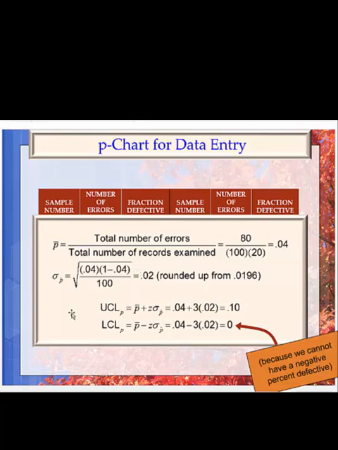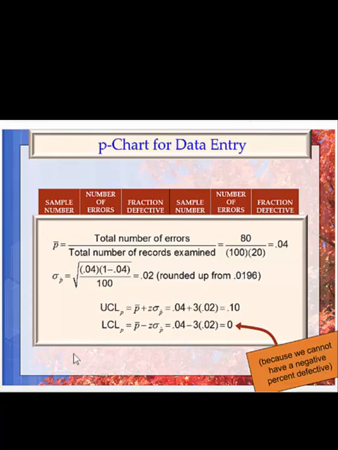We compute the standard deviation of P bar in this manner. We take the P bar times 1 minus P bar and we divide it by the sample size, and so the sample size is 100. So I can't reiterate this enough. I had several people ask me after class, and other times they want to make this denominator 20 times 100, but no, it needs to be 100 because 100 is the sample size. So we're going to get 0.02 rounded up, of course, from 0.0196.